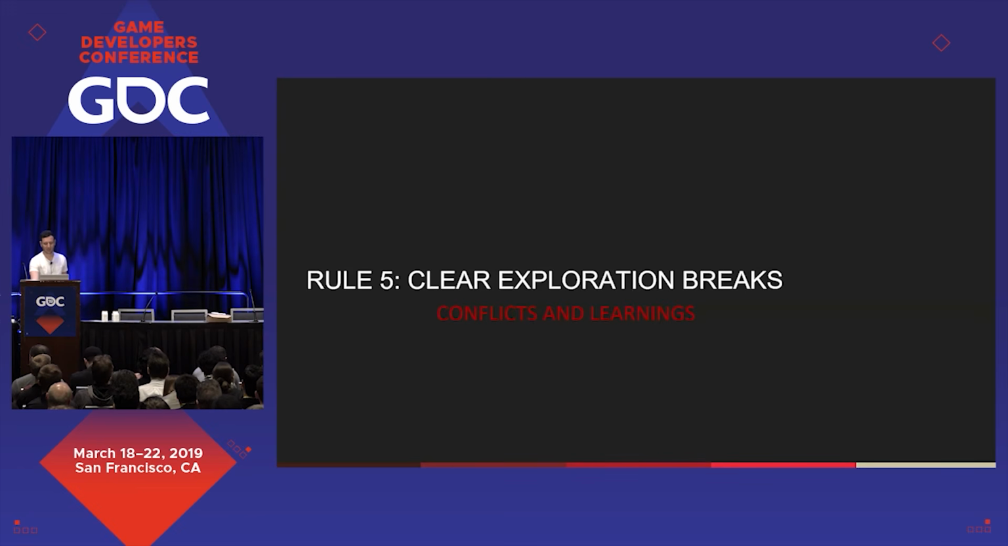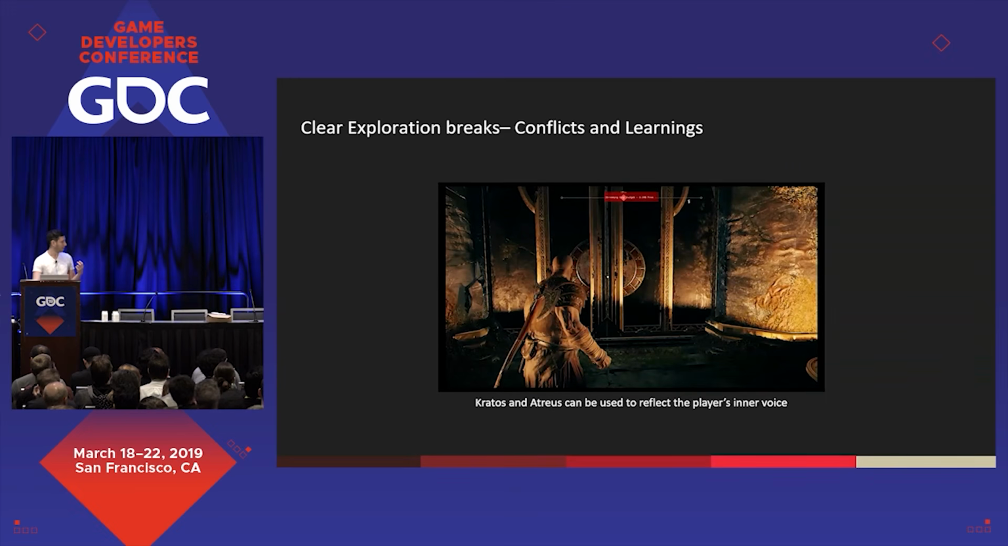So to solve this, we collaborated with the writers so that whenever the player re-enters the hub, they're given an additional line of dialogue from Kratos and Atreus, indicating that it might be a good time to explore. You can actually see here that whenever they step through these two doors, they'll get a little line of dialogue, and they'll say something like, hey, maybe we should go exploring right now.